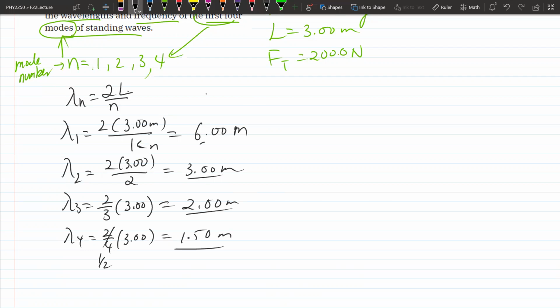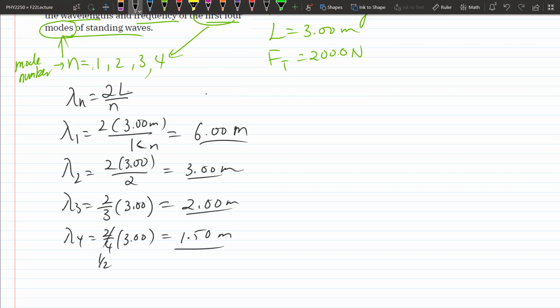You see how I was able to calculate the first 4 wavelengths that will fit onto the string. If they want 10 of them, you just have to list them all. You just keep plugging into the same formula and keep getting them all. Wavelengths are usually the easier part.